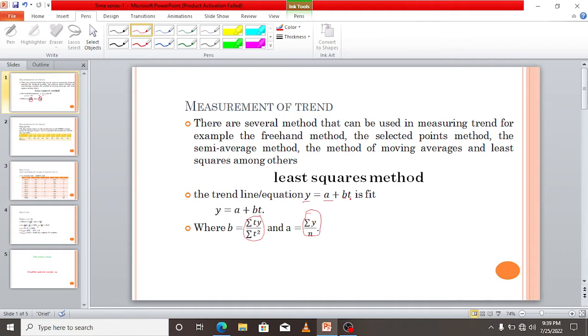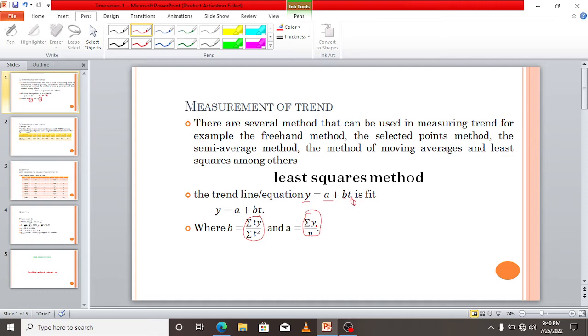N, this n, to get a, it is summation y over n. Okay, so y, I said it is the data given. So you add, for example, you collected data from 2018 about profits, and you collected them annually, after 1 year. So we know time series is just the arrangement of data according to its time of occurrence. Hope we know that.